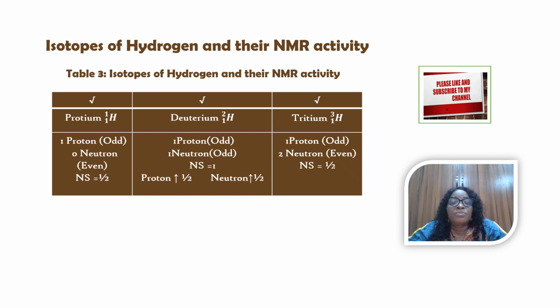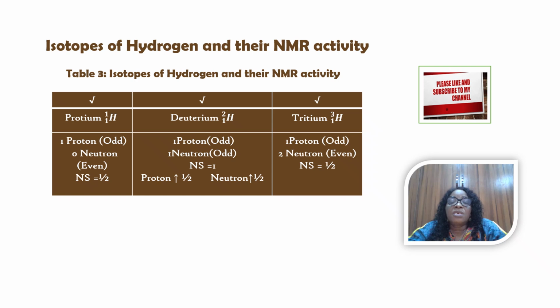The deuterium has 1 proton and 1 neutron, which are both odd, and it has a nuclear spin of 1. So in deuterium, the spin of the proton and neutron couple in a parallel manner, that is half plus half, resulting to 1, and it is NMR active. So it is given the symbol of good.